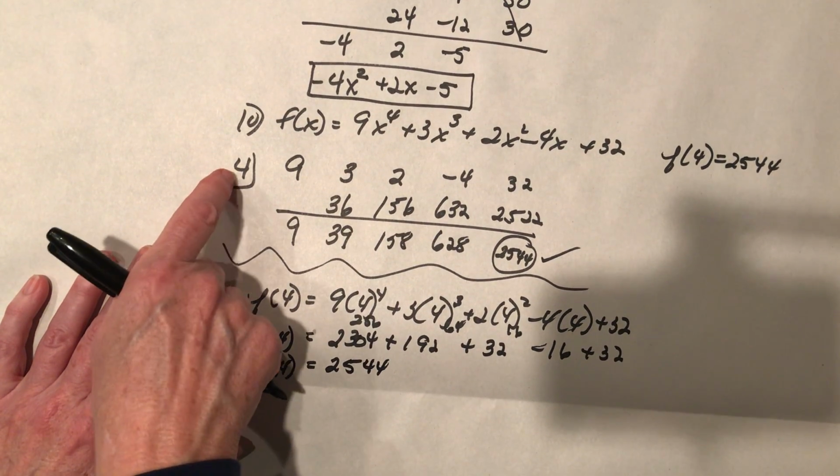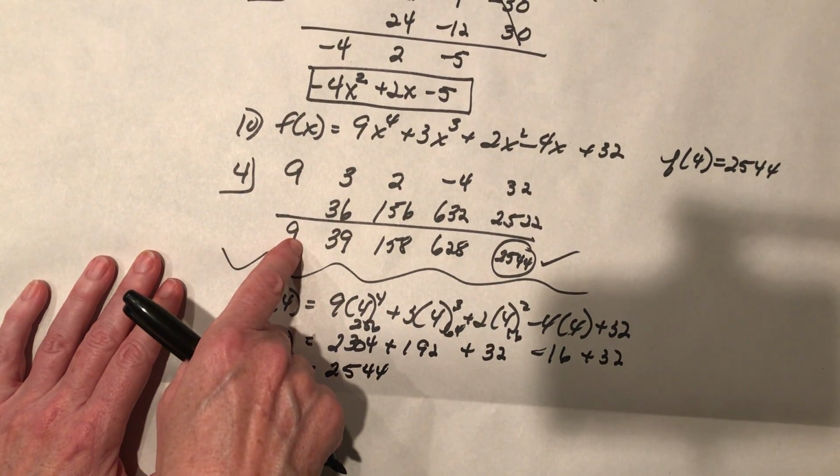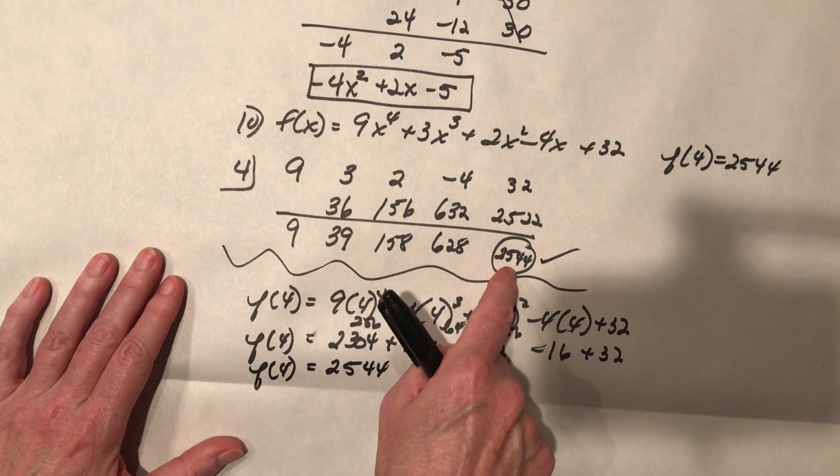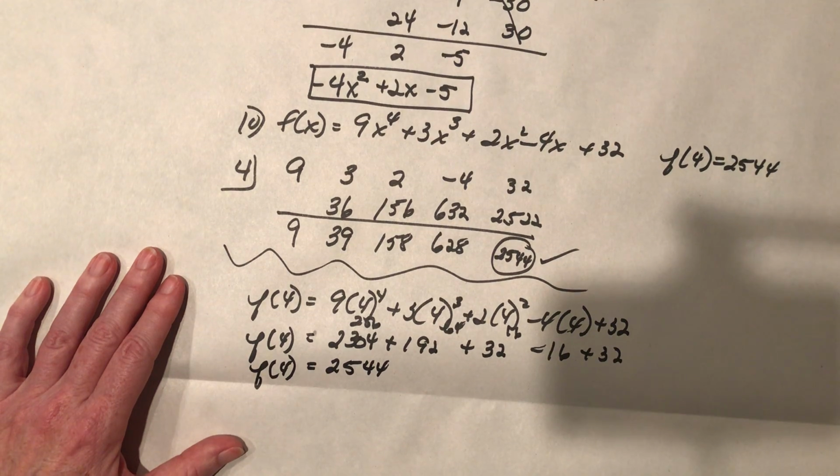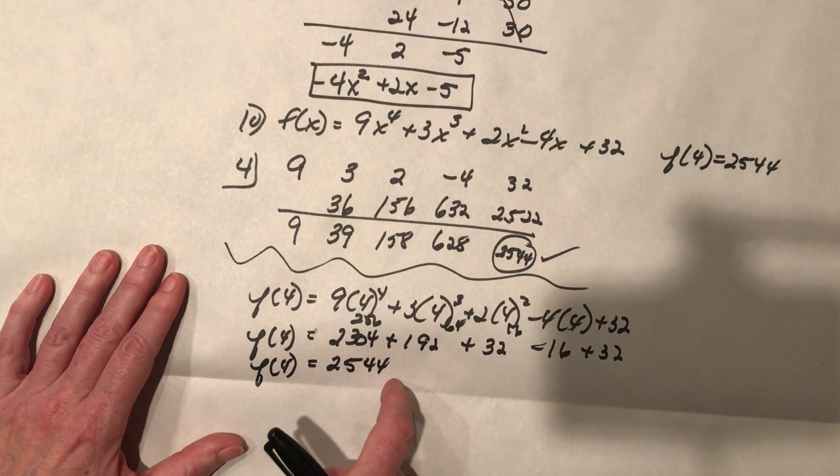So this is asking you to do synthetic division, which you're totally comfortable with, and noticing that the remainder is the answer. f of 4 equals 2544. If you feel like proving it, you can prove it.